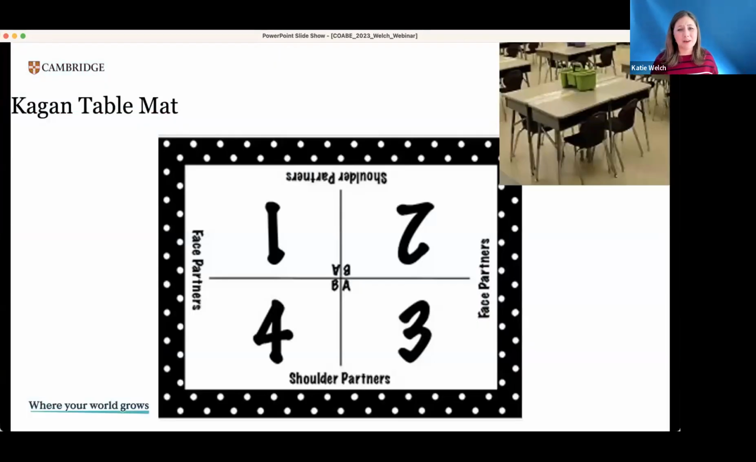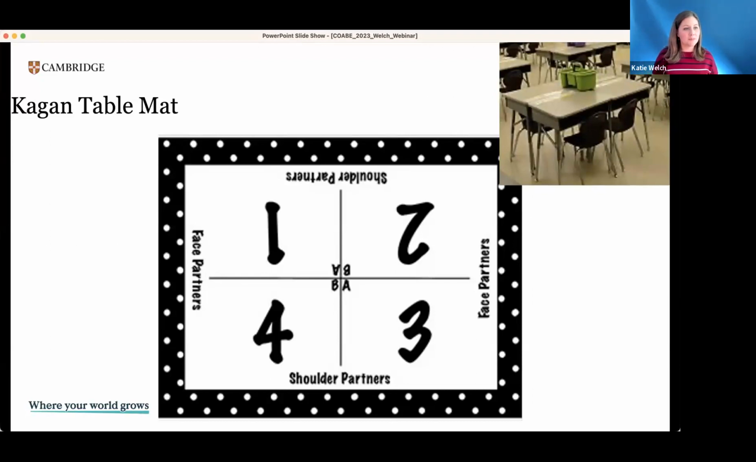They also came up with something called a table mat, which I want to talk about because this concept is hard to accomplish in an adult ed classroom. But I want you to understand the concept first, and then we'll talk about how to modify it for adults. A lot of these Kagan structures are geared towards a K-12 audience.